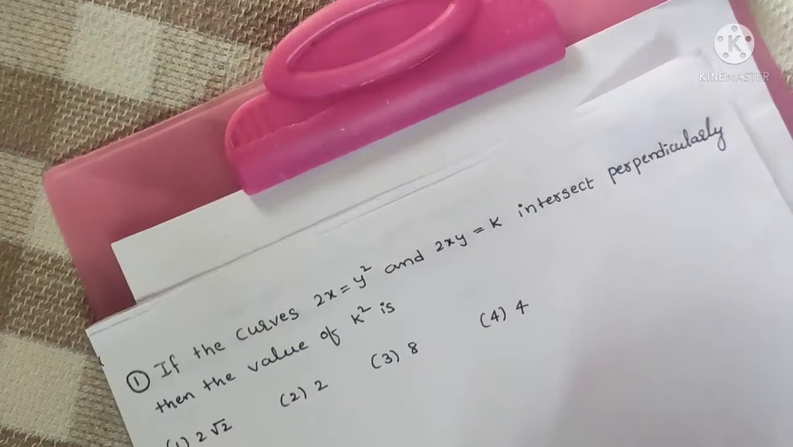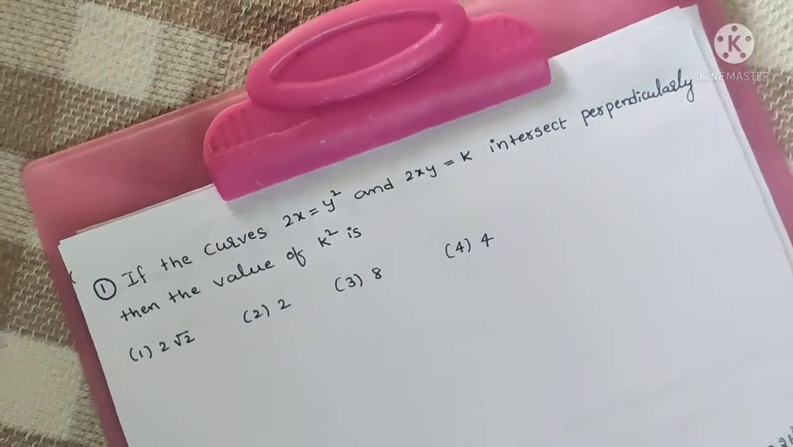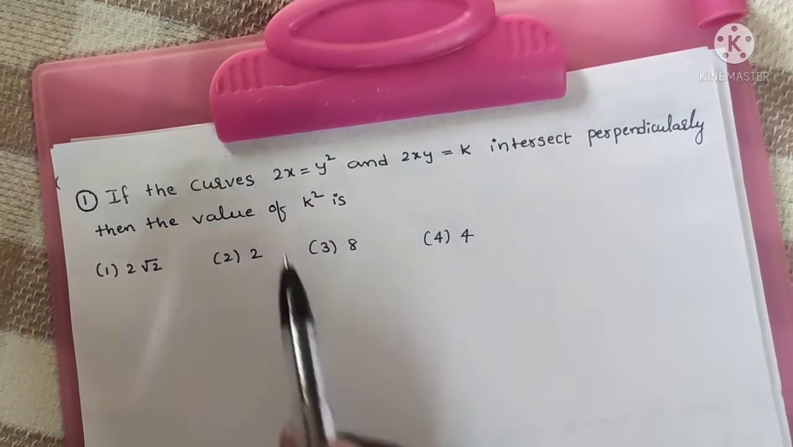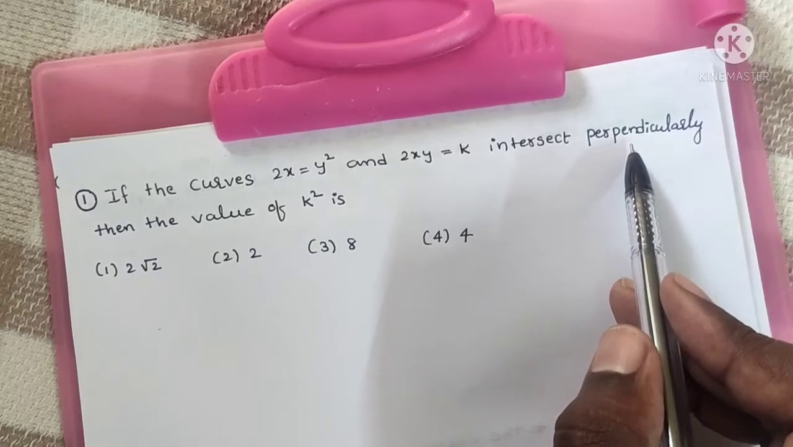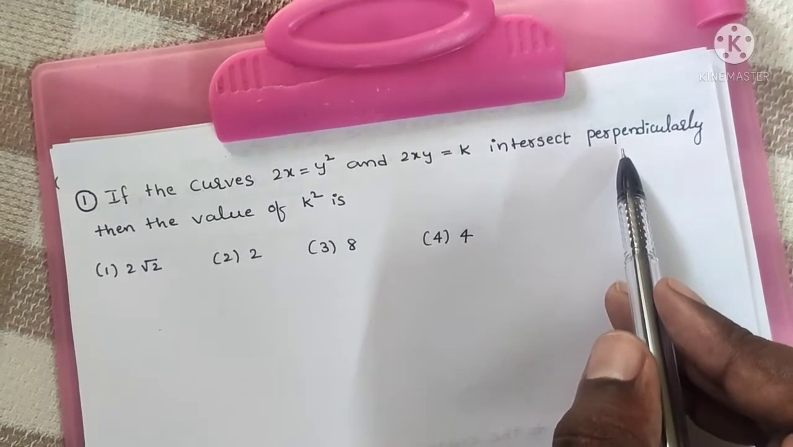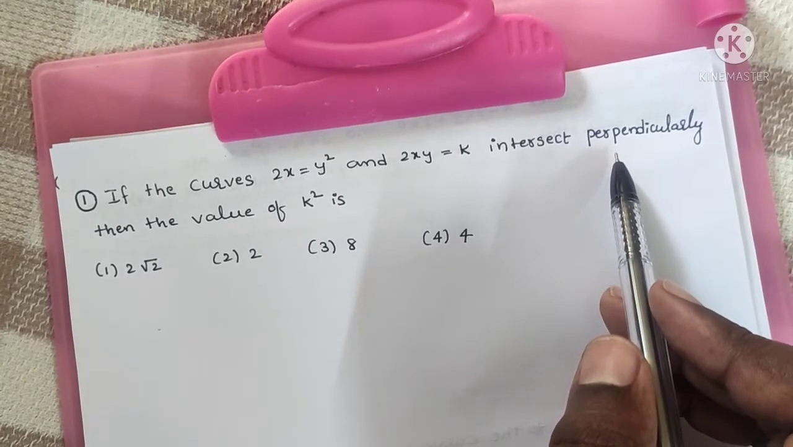Okay. Now, first we will start by discussing previous year KCET and JEE questions which were already asked in exams. Okay. See the first question. Two curves are given, intersecting perpendicularly. Perpendicular means orthogonal. Just now I gave the condition for orthogonal: m1 into m2 is equal to minus 1.